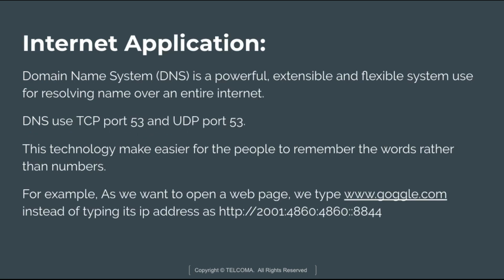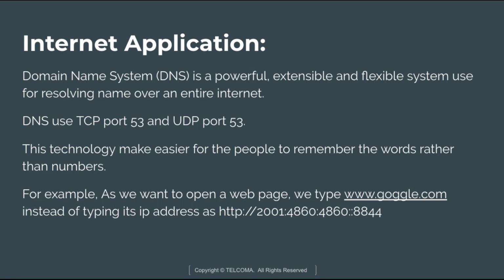So let's start with the first, that is, what is DNS. The Domain Name System is a name resolution protocol. It is a powerful, extensible and flexible system which is used for resolving names over the entire internet. Here the DNS uses TCP port 53 and UDP port 53 for resolving names over the internet. This technology makes it easier for people to remember words rather than IP addresses or numbers.